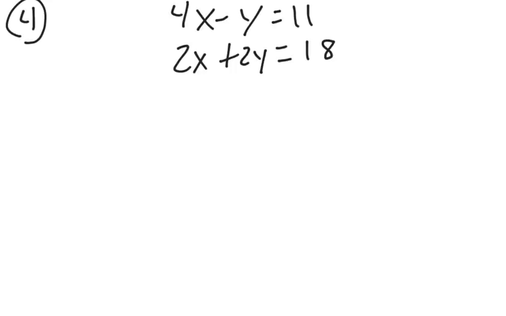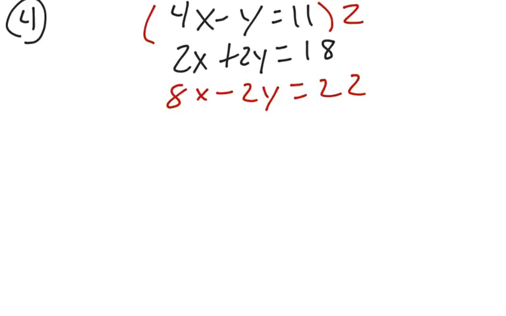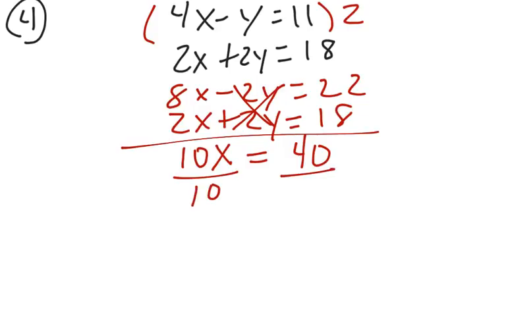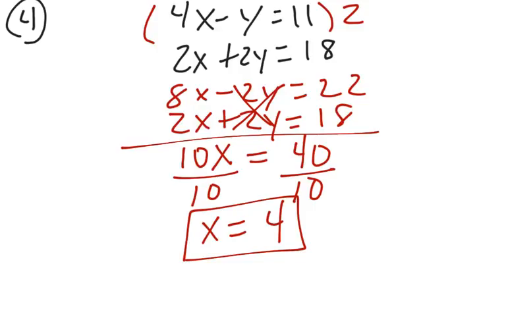I would go with the y's on this one because one's positive and one's negative already. The top equation is going to need to be multiplied by 2. So you get 8x minus 2y equals 22. Second equation is fine just like it is, so you bring it down. 2x plus 2y equals 18. Draw a line and combine. 8x and 2x gives you 10x. Your y's cancel. Equals 22 plus 18 is 40. Divide both sides by 10. X equals 4. It's your first answer, but you got to go find the other one.